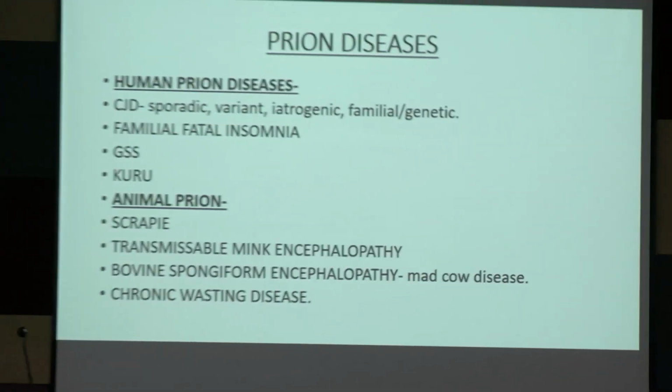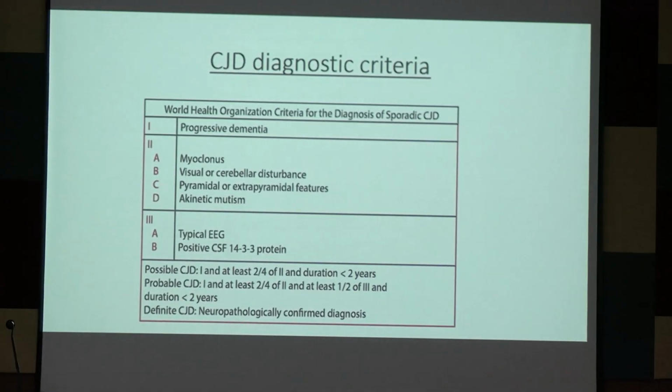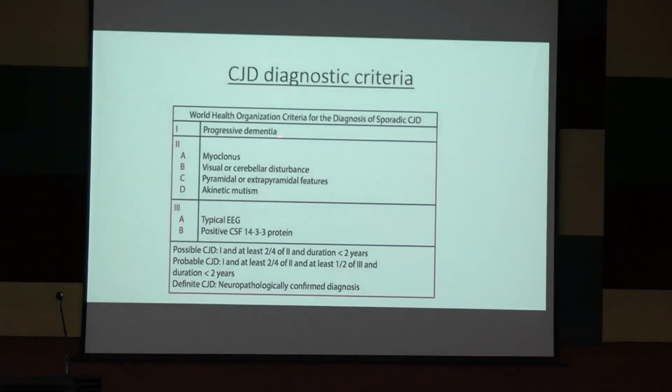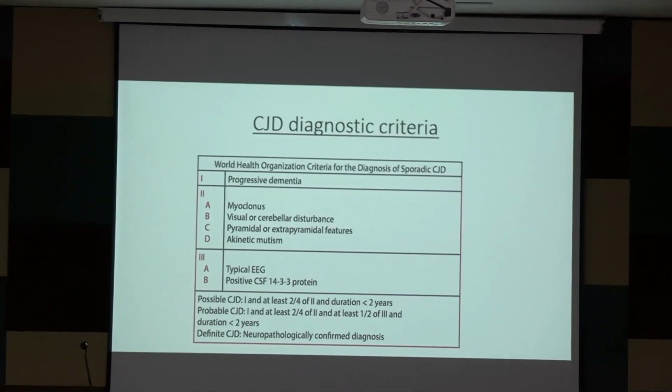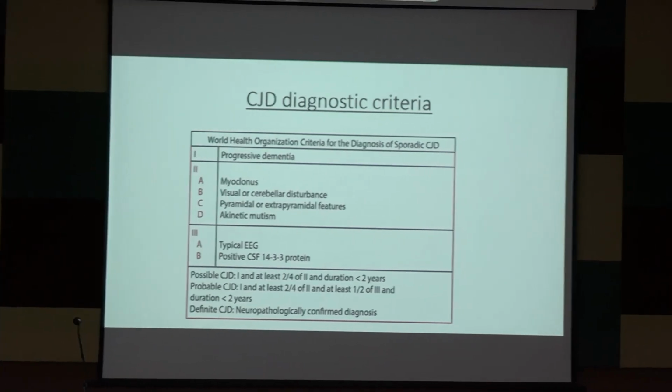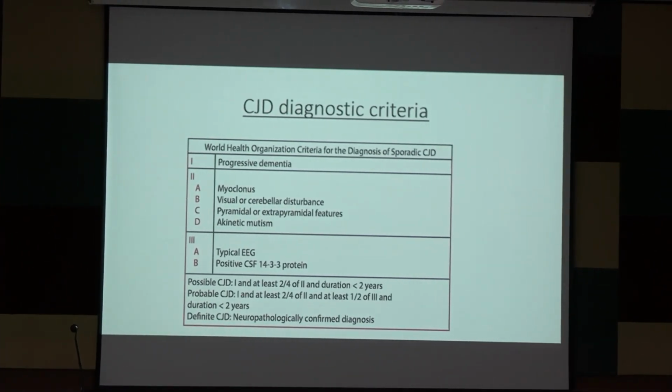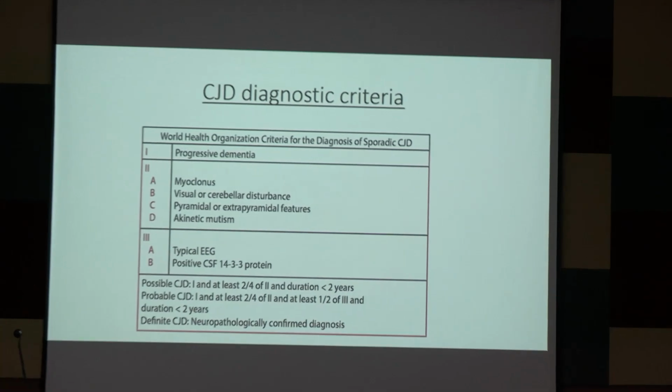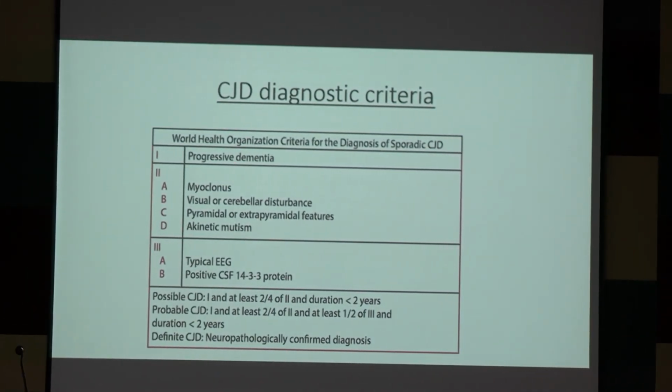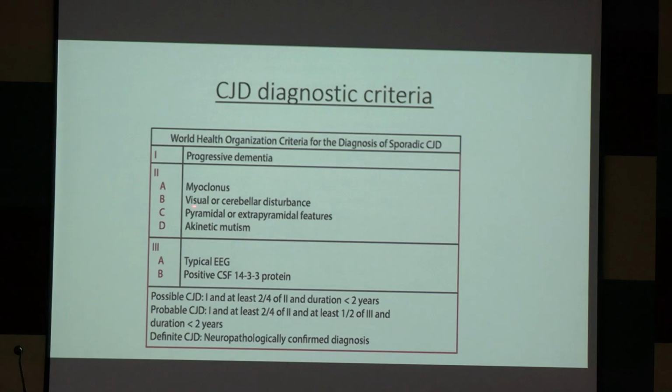তো হিউম্যানটা আমাদের ভালো করে জানতে হবে। See, diagnostic criteria, কি clinical feature? Number 1, progressive dementia, usually rapidly progressive, ঠিক আছে? Within 2 years, patient usually succumb to death, মরে যায় patient, ঠিক আছে? So there is rapidly progressive dementia. There is myoclonus, visual or cerebellar disturbances, pyramidal or extrapyramidal features, and akinetic mutism. Okay, any two. And lastly, criteria 3, typical EEG finding, any one, and positive CSF for 14-3-3 protein.